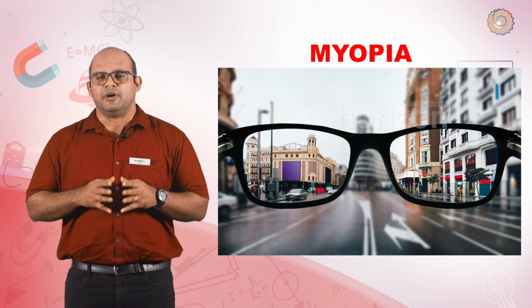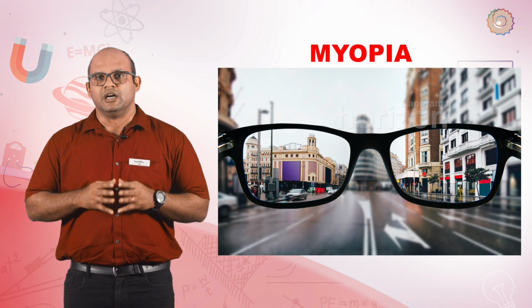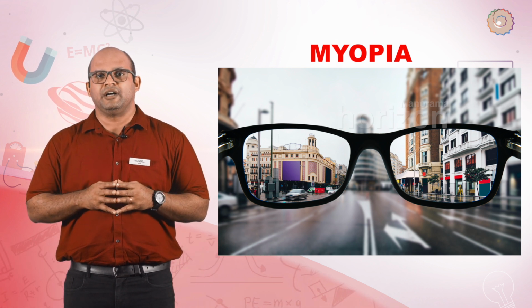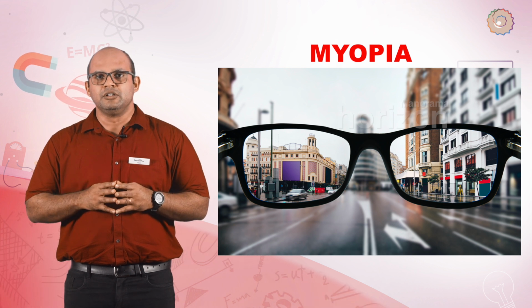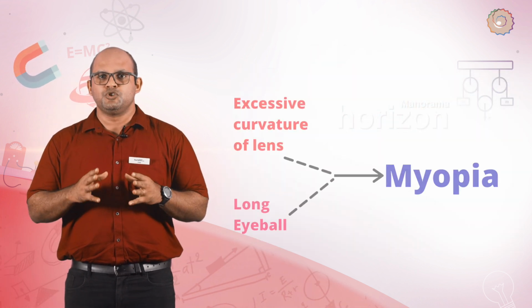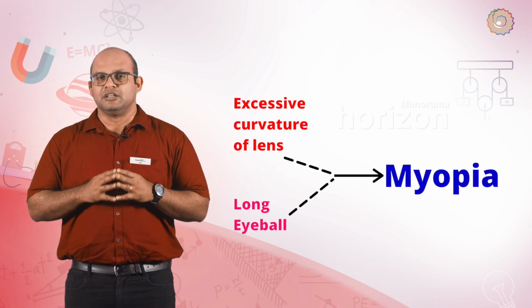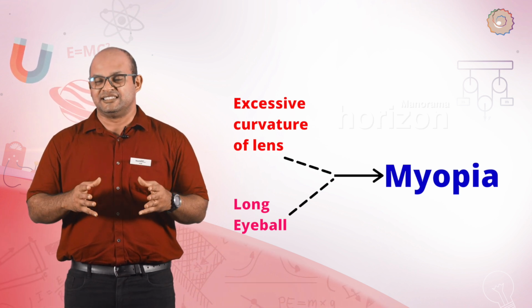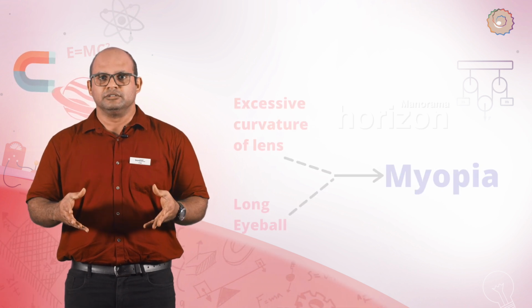Myopia. Myopia is the scientific term for short-sightedness. A person suffering from a myopic eye is able to see objects near them clearly but struggles to see objects far away from them sharply. Myopia most commonly results from two causes. Either the curvature of the lens is excessive or the eyeball is abnormally long.